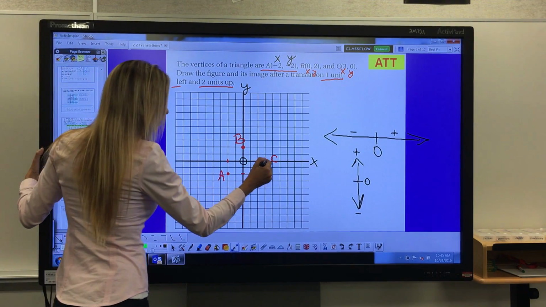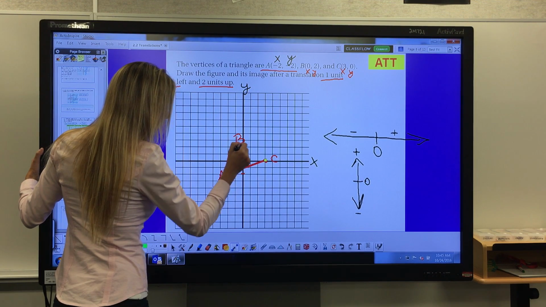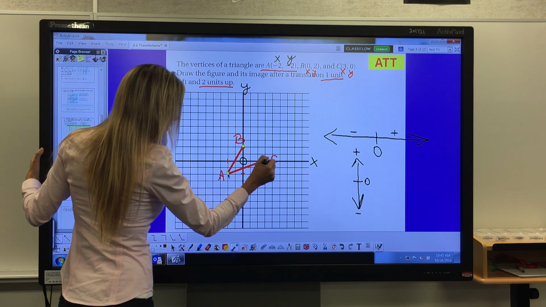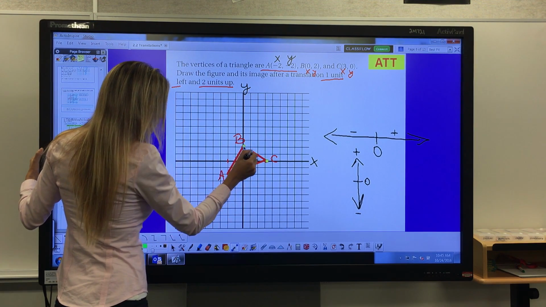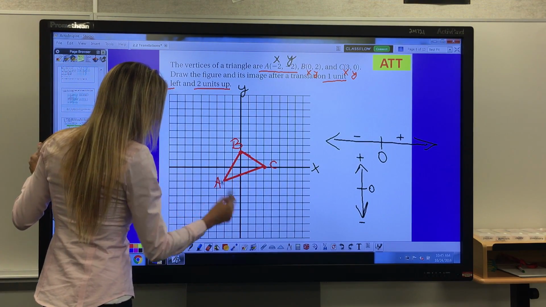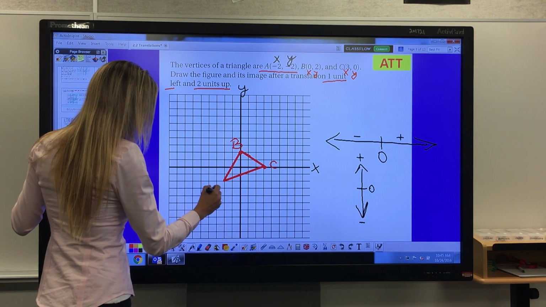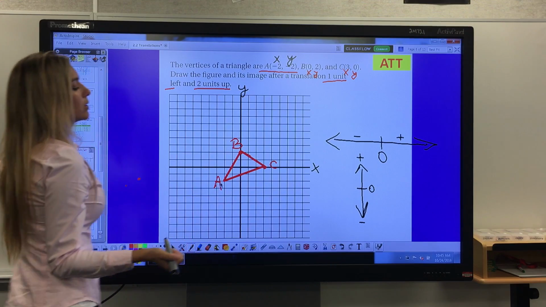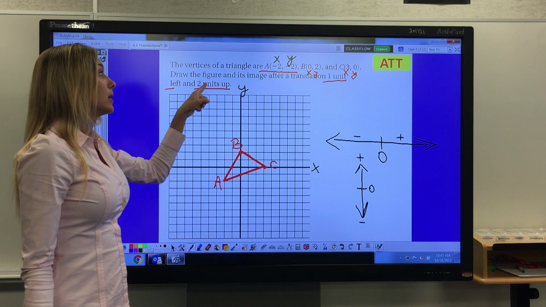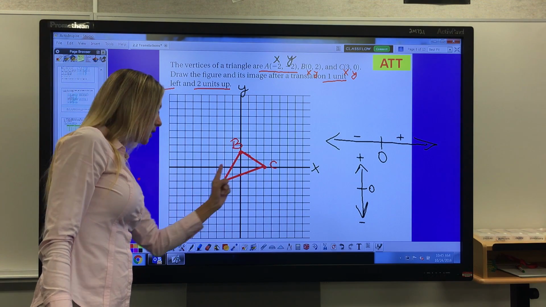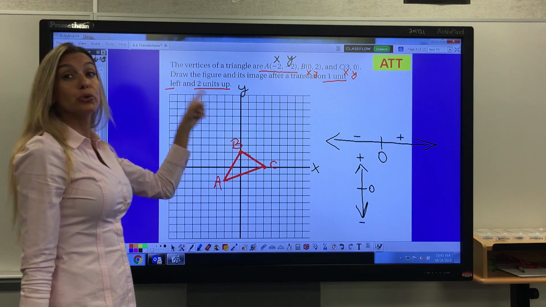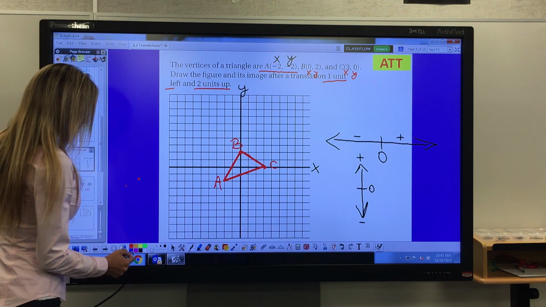Let me connect my dots. There you go, and that's what I have. Triangle A, B, and C, the original one. Then I have to translate it 1 unit left and 2 units up. That means take every vertex of the triangle A, B, and C and move it 1 unit left and 2 units up.